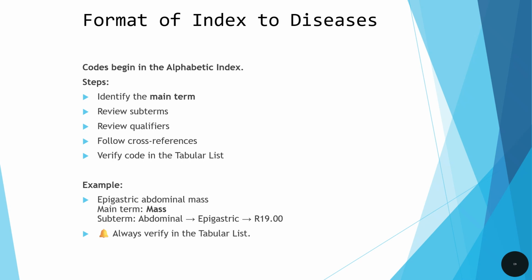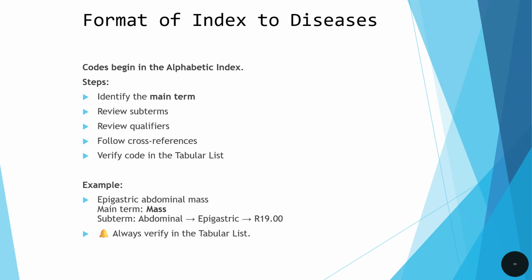Okay. And in this scenario, the main term is going to be mass. And the reason the mass is the main term is because it's what's wrong with the epigastric abdominal area. It has a mass in it. So your main term is mass. Then you need to find more information.